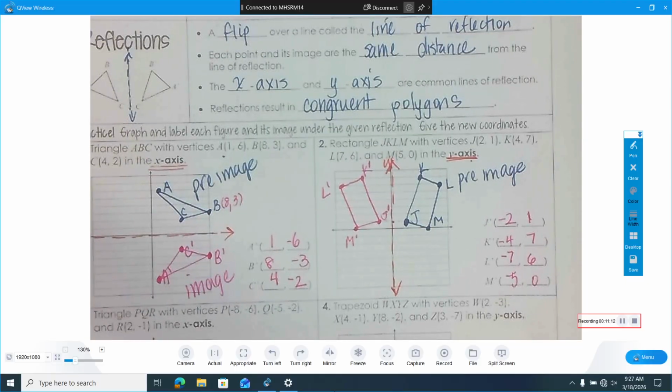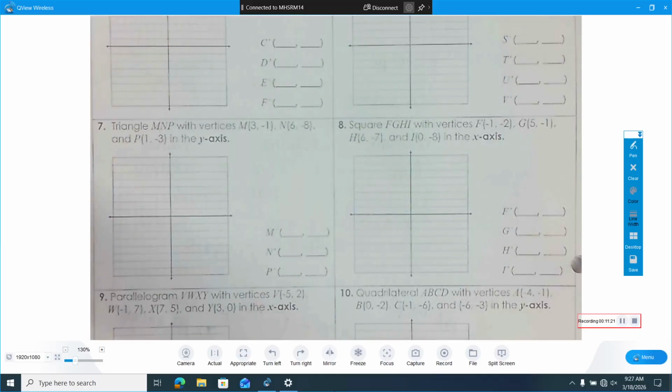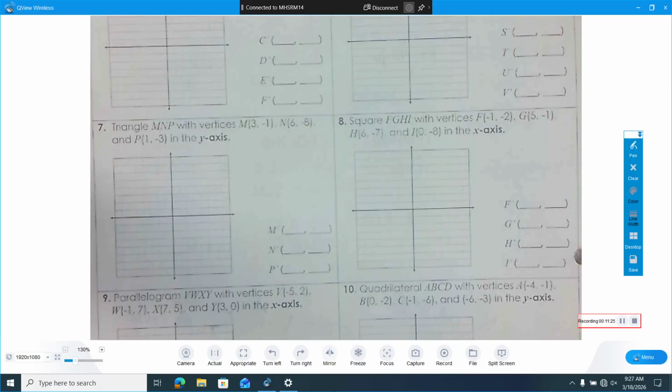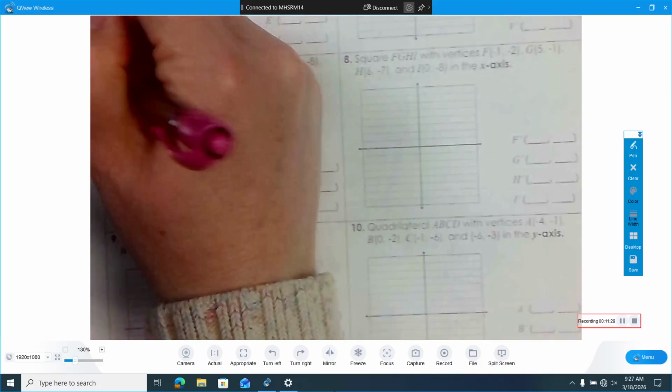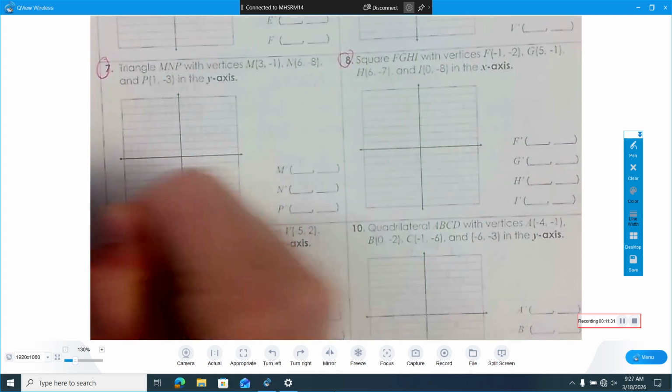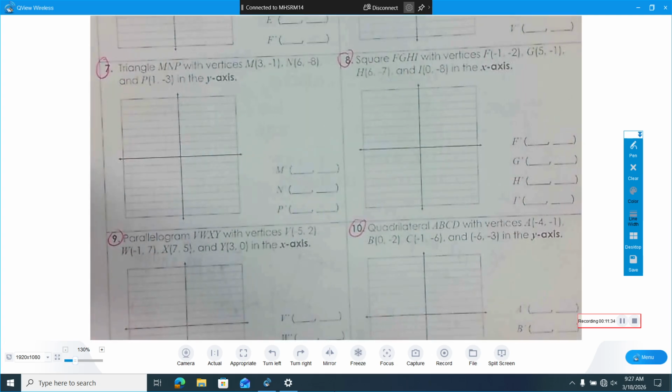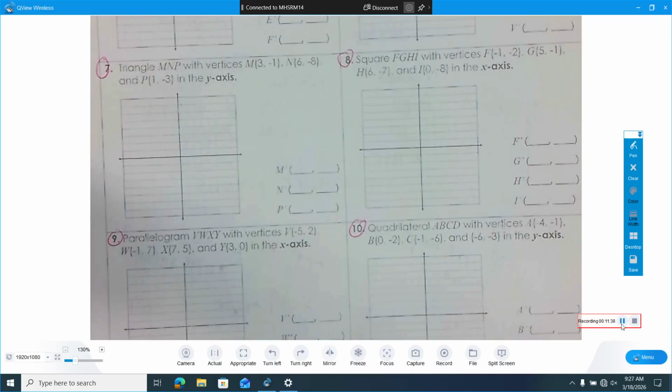Do you have questions for me right now? No? Okay, turn the page. I want you guys to do 7, 8, 9, and 10 right now on your papers. I'm going to pause this.